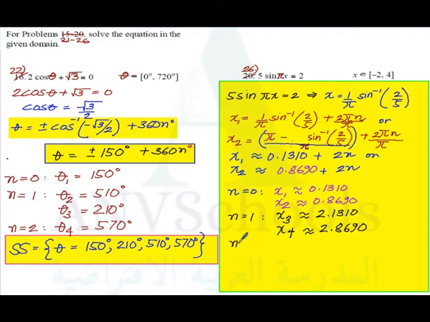When n is equal to 2, then if we put 2 here, that would be 4, and those exceed the interval, which is from negative 2 to 4 only. So that means that the solution set here stops at x4.